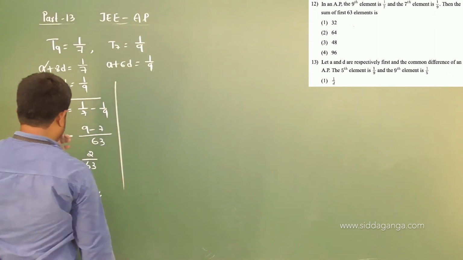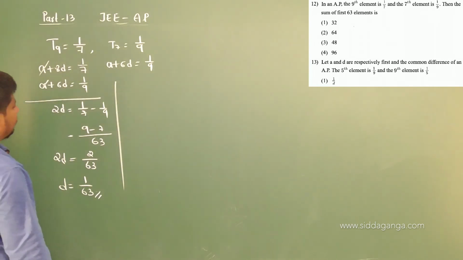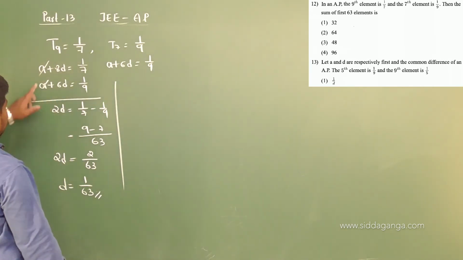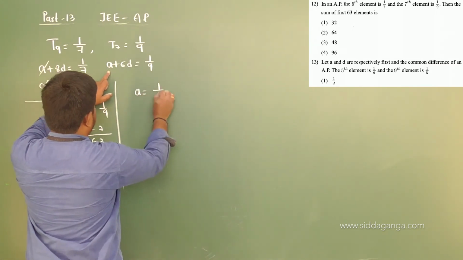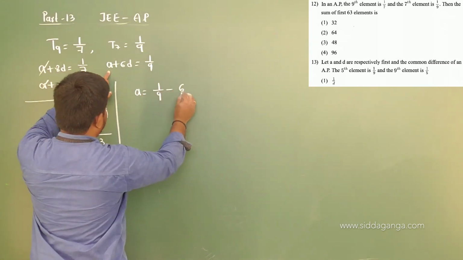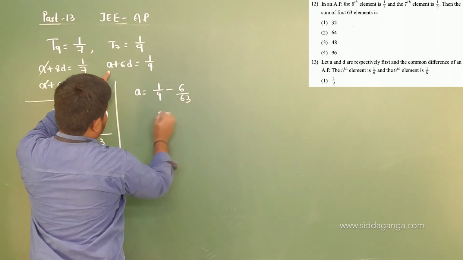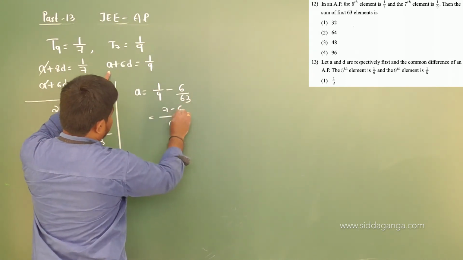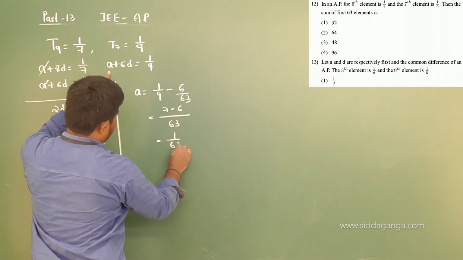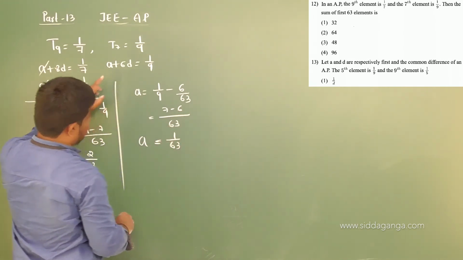So we have to find first D and A. What is A? Substitute in any of these equations, or A is equal to 1 by 9 minus 6D. 6 into D is 1 by 63. So you get 7 minus 6, that is 1 by 63. So A is also 1 by 63.